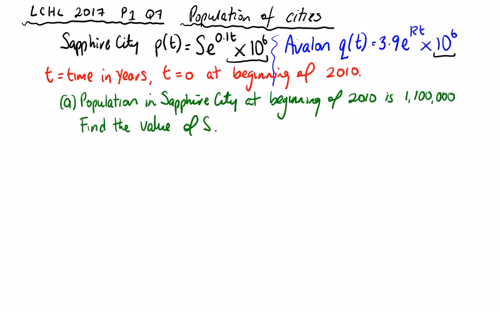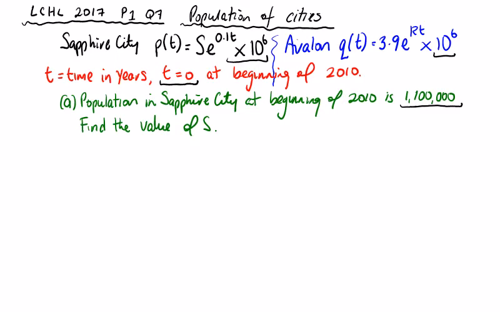We're told that t is the time in years and t is equal to 0. Very important, the initial time. T is equal to 0 at the beginning of 2010. The population in Part A of Sapphire City at the beginning of 2010 is 1.1 million. Find the value of S.